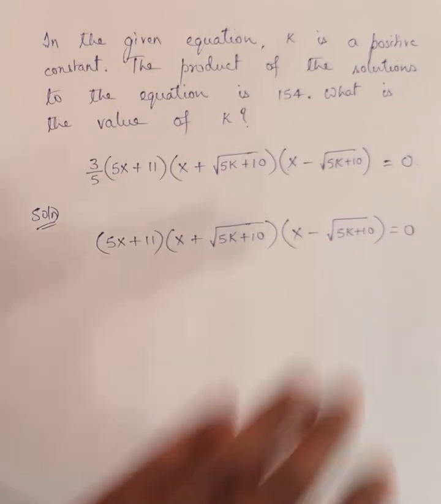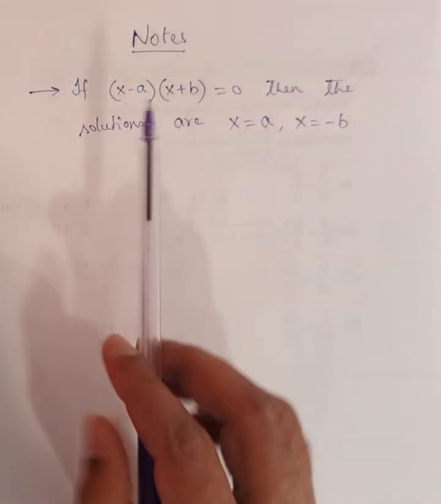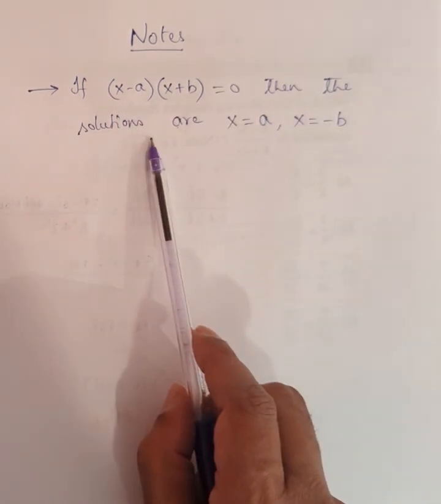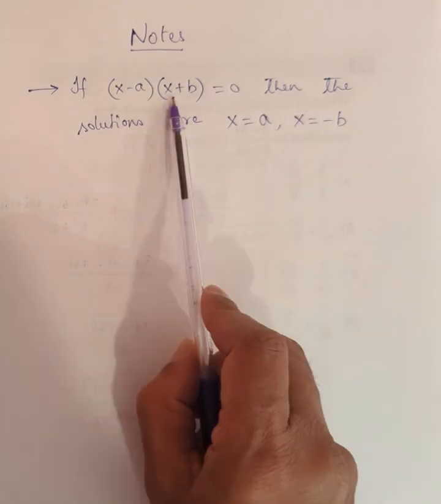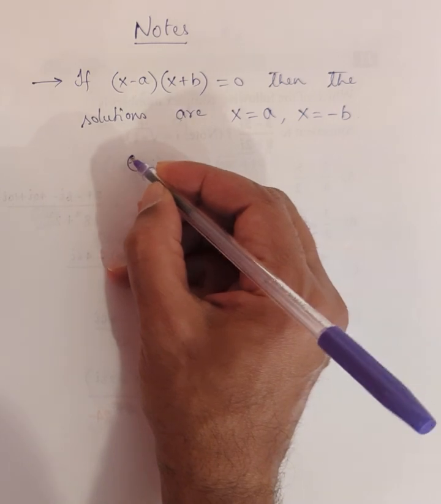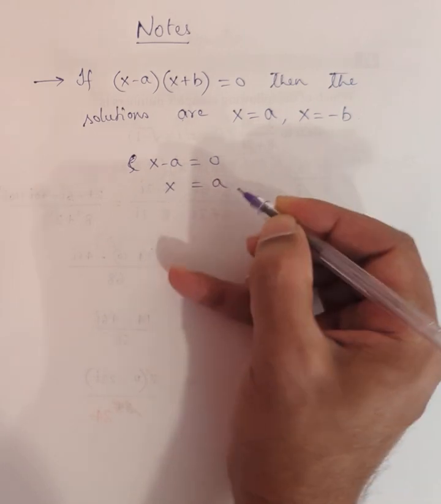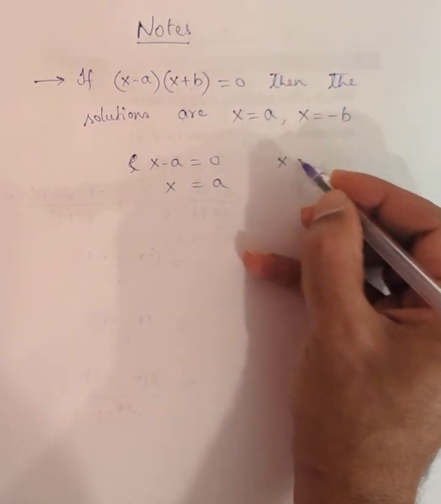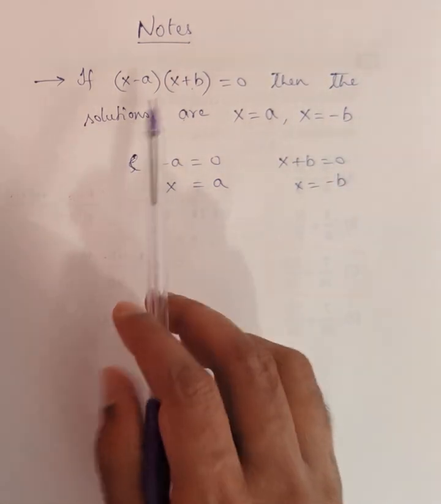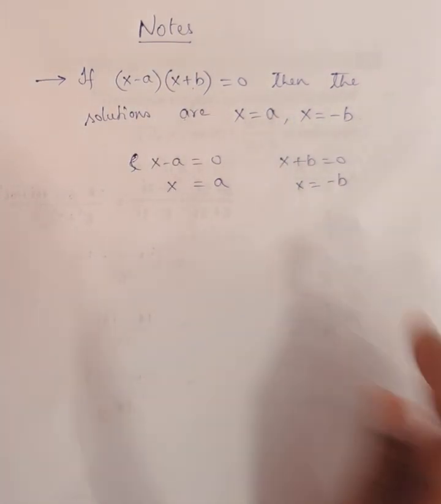Now before I begin, I just want to bring some notes, and you might already know this. If x minus a times x plus b equals 0, then the solutions are x equals a and x equals negative b. So what you normally do is you set each factor to 0: x minus a equals 0, and that's how you get x equals a. You set this factor x plus b equal to 0, and you get x equals negative b. So the result is whatever you see inside the parentheses, the solutions will have the opposite sign.